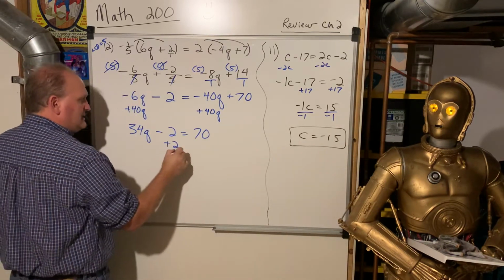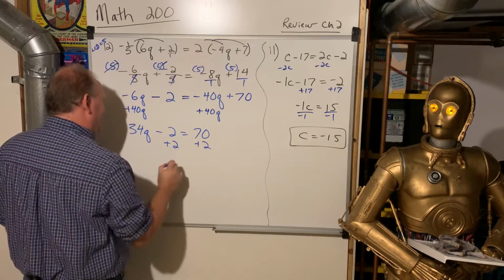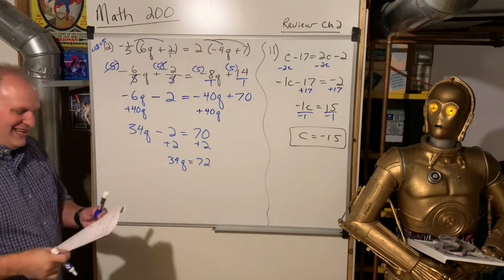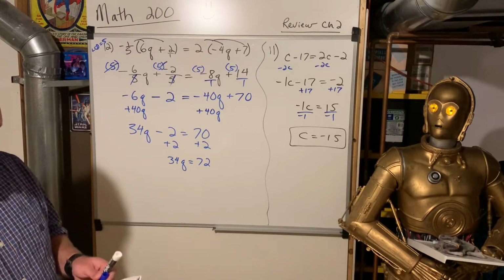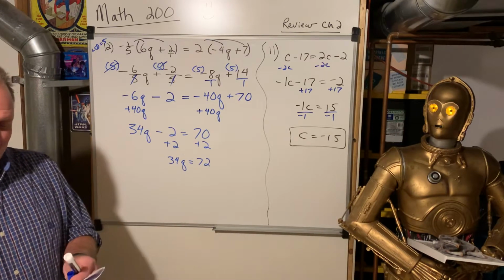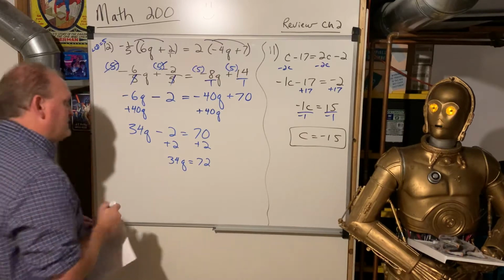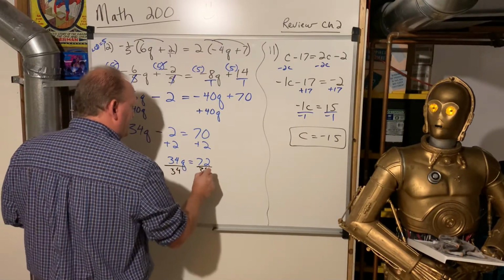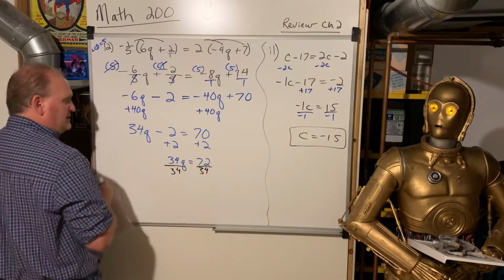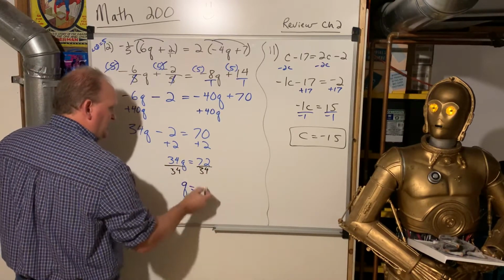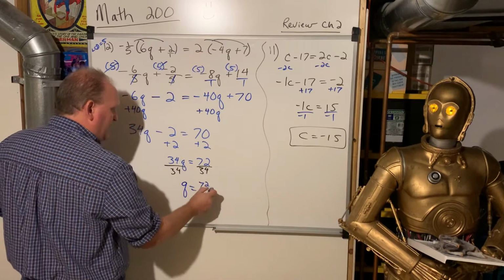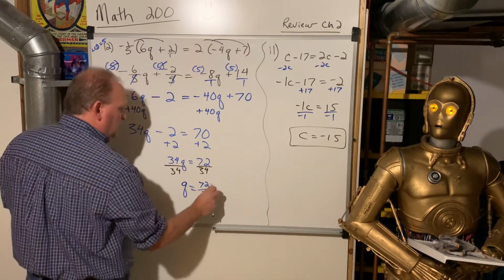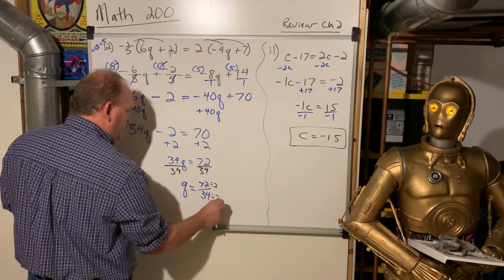We'll add 2 to both sides. 34q equals 72. And then I don't want 34q, I just want 1q. So we're gonna divide both sides by 34. Close but no cigar. It doesn't divide evenly, but we can reduce it. We'll leave it improper, but reduce. They're both even, so 2 definitely goes into both of them.